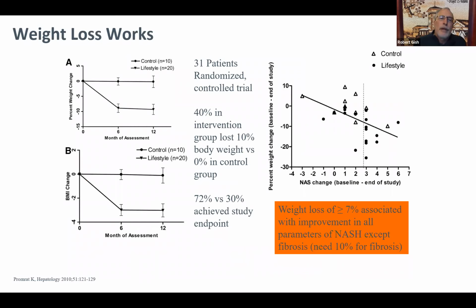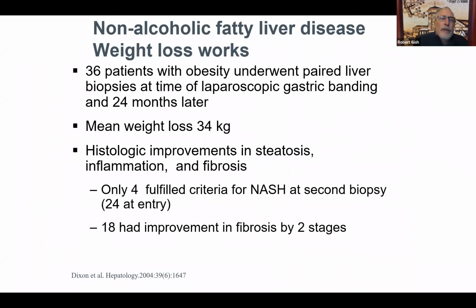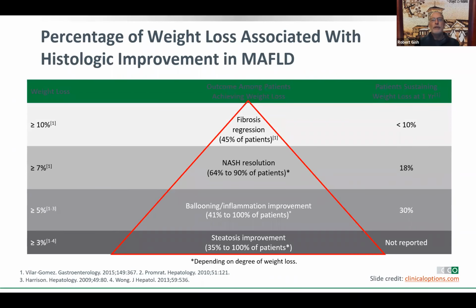A little bit more data: 31 patients, randomized controlled trial. In the intervention group, 40% lost more than 10% of body weight versus 0% in the non-intervention group. This is lap banding, mean weight loss 34 kilos, histologic improvement across all these patients with only 4 fulfilling criteria for NASH. All the other parameters resolved or improved or disappeared. In the 10% body weight range, you can get fibrosis regression in 45% of patients. It's very likely you'll have a graph or a statistic like this on your boards.